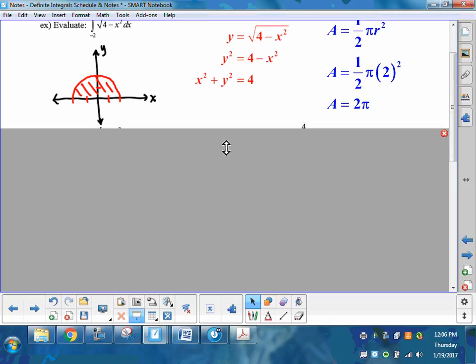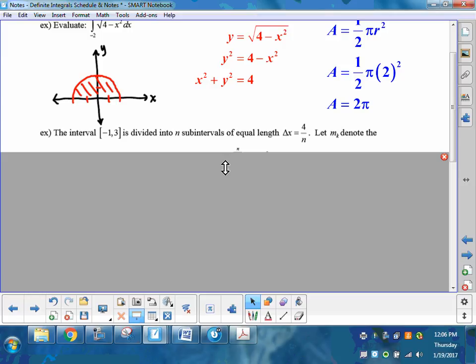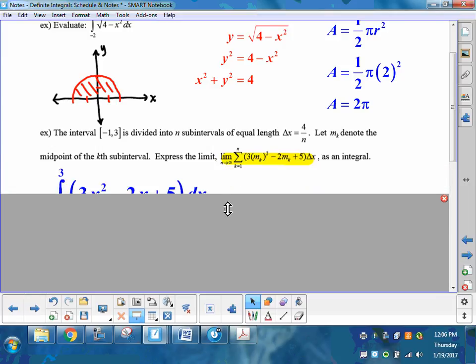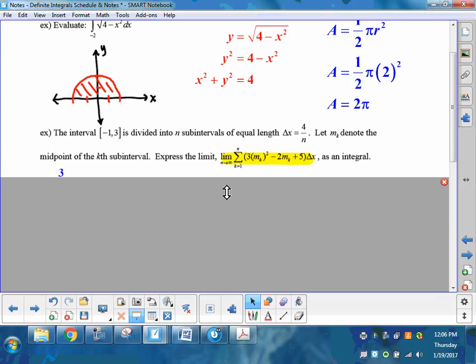Now, let's take a look at our next grouping here. The interval is divided up into that amount. Okay? So, if the interval -1 to 3 is divided up into n subintervals with that equal length, m of k would represent the midpoint of the kth subinterval. What is this asking you to do? Express this limit as an integral.